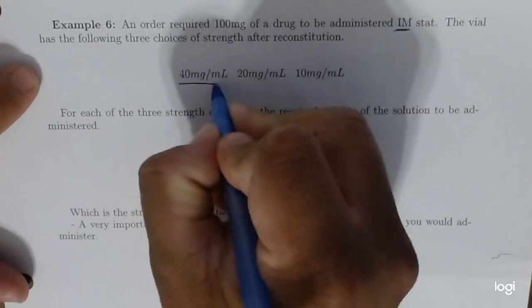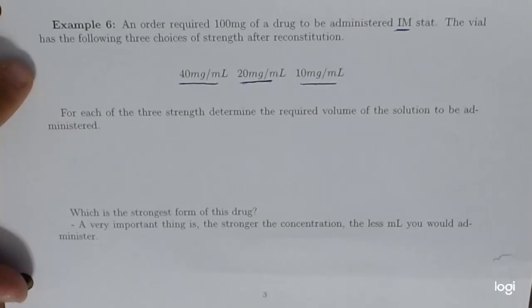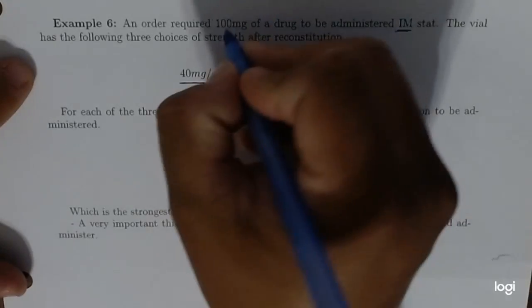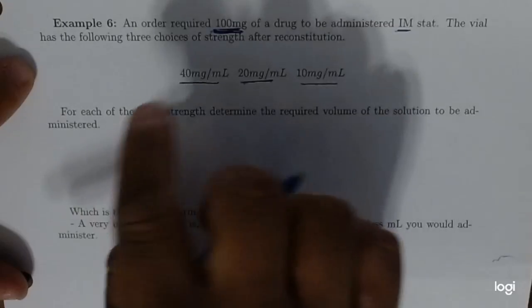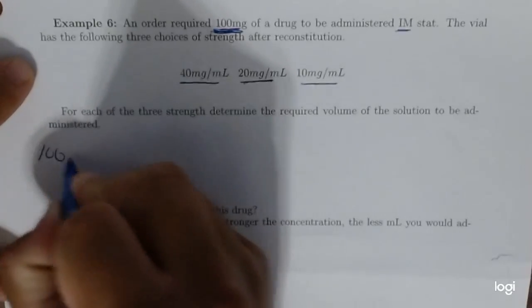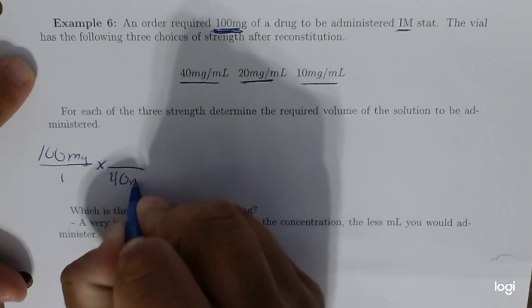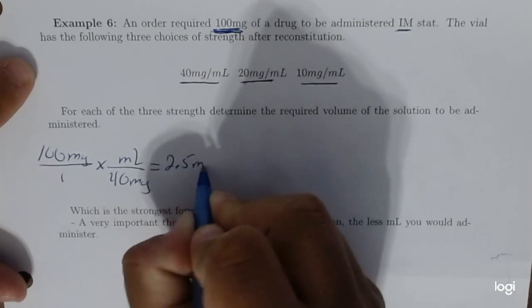So they give us three reconstitutions: 40, 20, and 10 milligrams per milliliter respectively. The question is, for each of these three strengths, determine the required volume of the solution to be administered. According to the order, it is 100 milligrams, so just do it 3 times. We have 100 milligrams times the order, the strength. So this should be 2.5 milliliters.